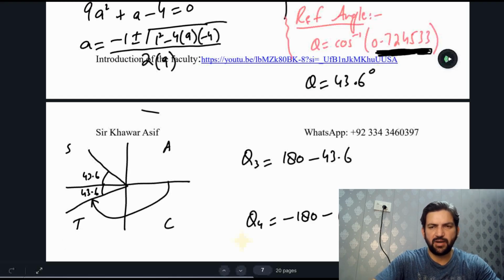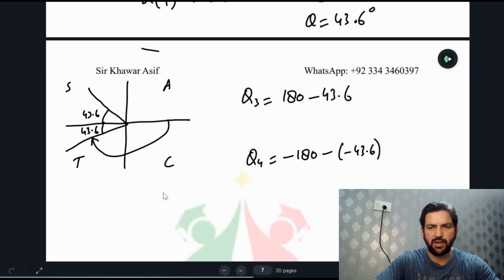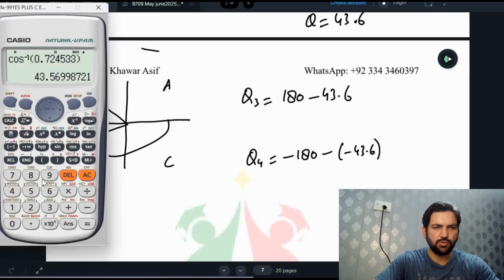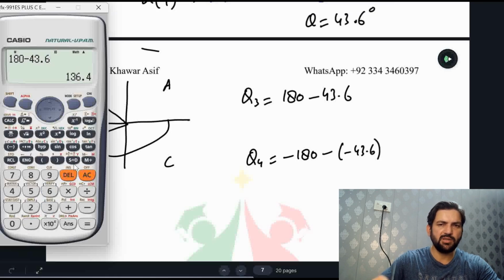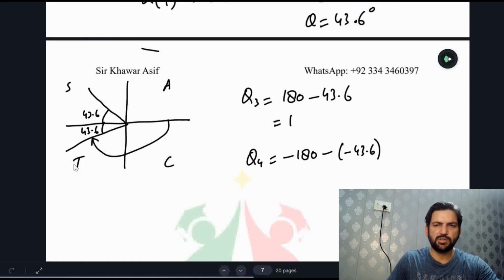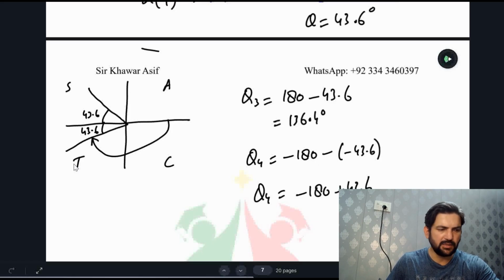Now if we simplify the value, if we try to find out the values, so theta 3 will be equals to 180 minus 43.6. This will be 136.4. So theta 3 is equals to 136.4 degrees, and theta 4 will be equals to minus 180 plus 43.6. So this will be theta 4 is equals to minus 136.4.